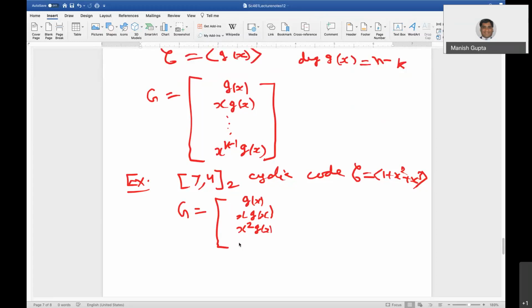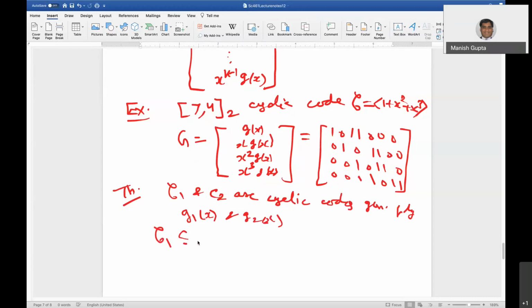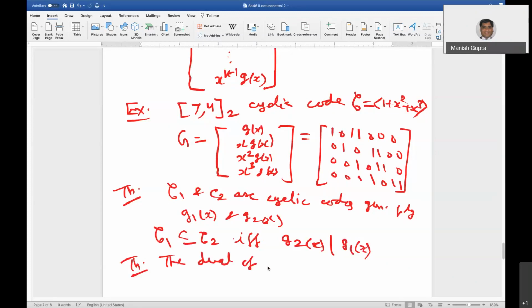Okay, there are two more results I would like to mention. If C1 and C2 are cyclic codes with generator polynomials g1(x) and g2(x), then C1 is contained in C2 if and only if g2(x) divides g1(x). I leave it as an exercise for you to prove this. Another theorem: the dual of a cyclic code is also cyclic.